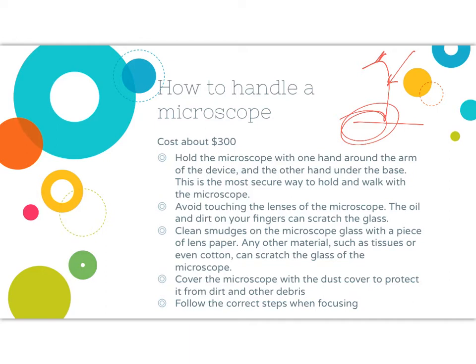Cover it with a dust cover to protect, and then follow the correct steps when focusing. So when focusing, we use the coarse adjustment knob first to make big movements, and we use the fine adjustment knob to make small movements. We always start with the low power lens, and we work our way up to the high power lens.